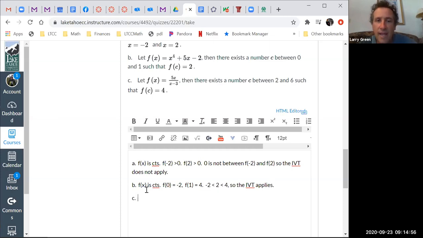C. Okay, f of x is 5x over x minus 3. Then there exists a number c between 2 and 6, such that f of c equals 4. Is f continuous between 2 and 6? What do y'all think? No, it's a problem. There's a problem at 3. Do you see that? So f of x is not continuous, in particular at x equals 3, which is between 2 and 6. So the IVT does not apply.